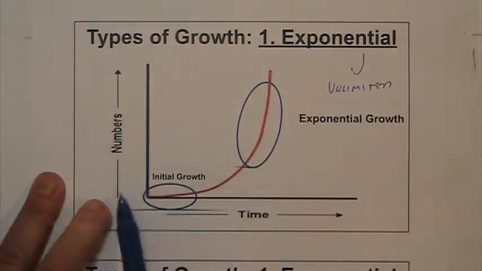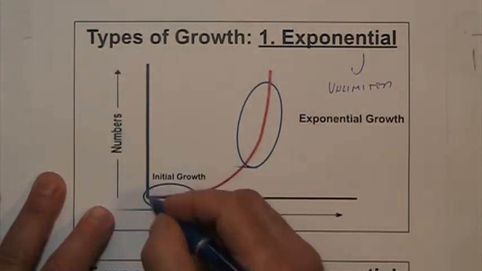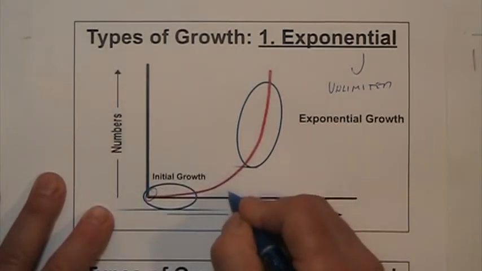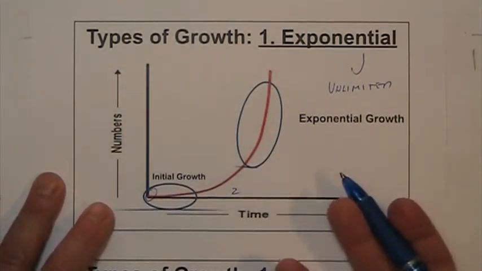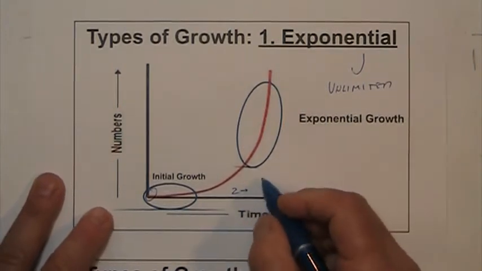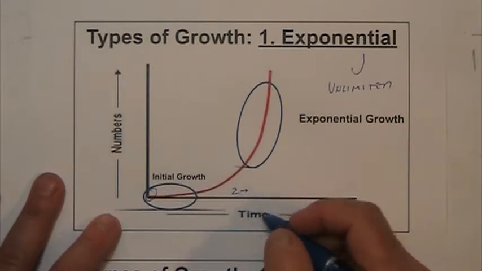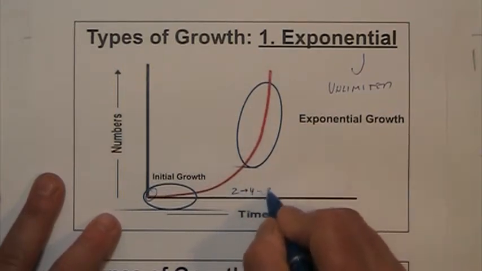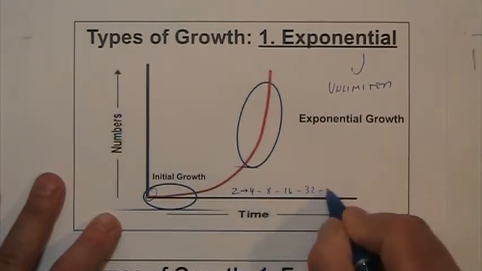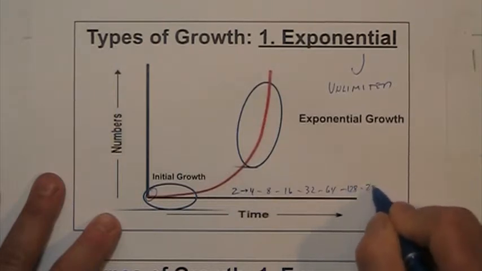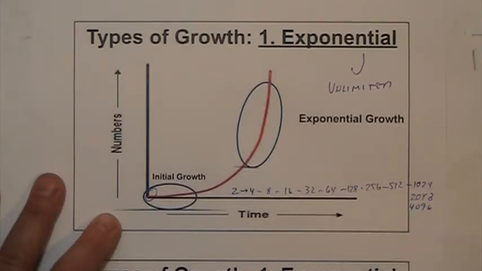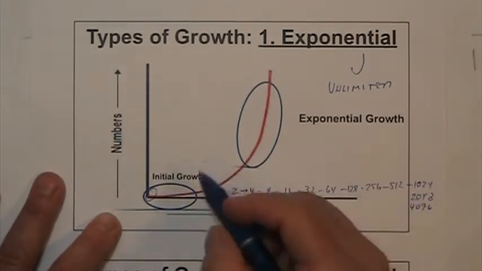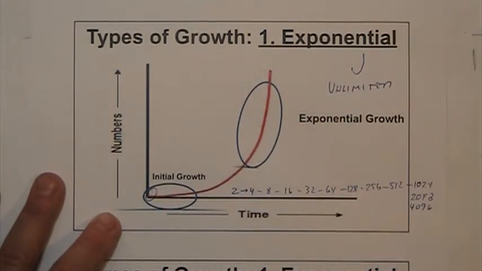Notice here is numbers, here is time, we start here, and let's say we start with two individuals here. If we use bacteria as an example, or a protist, a simple organism, especially if you reproduce by binary fission, over time you're going to have two, then four, eight, 16, 32, 64, 128, 256, 512, 1024, 2048, 4096, and I'm going to stop there. If you plot those numbers in a curve, you get this kind of curve.